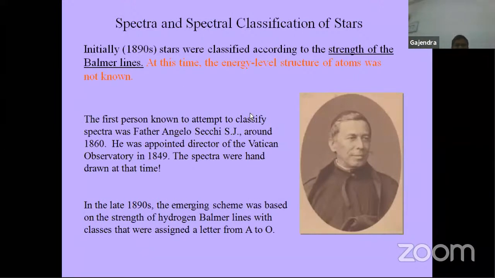The first person known to attempt to classify spectra was Father Angelo. Around 1860, he was appointed director of the Vatican Observatory, and the spectra were hand-drawn. They had a prism, and the light of bright stars was passed through the prism, and the resulting thing was your spectrum, like how you see a rainbow. Telescopes were not there at that time. The light from bright stars was just passed through the prism and you would get different colors, same as what you see in a rainbow.